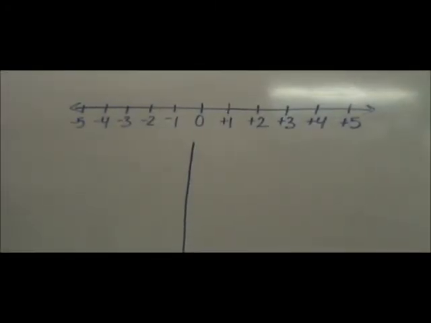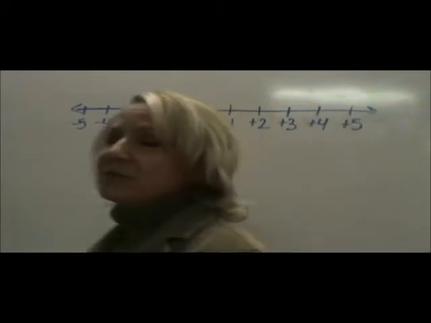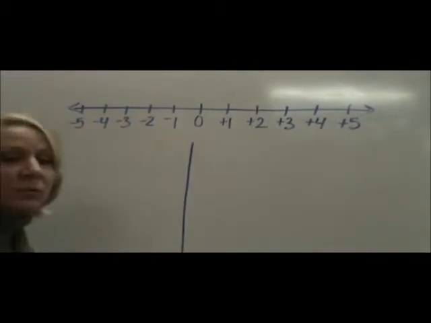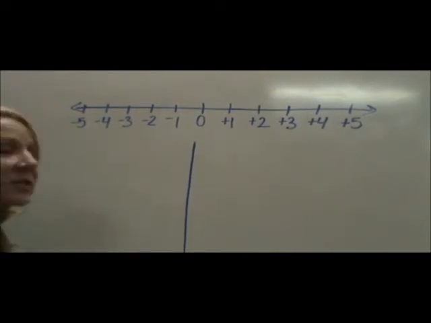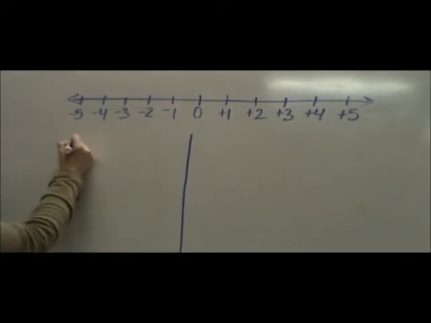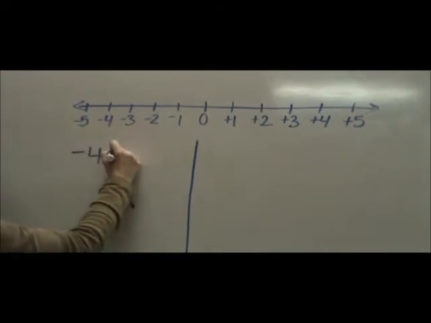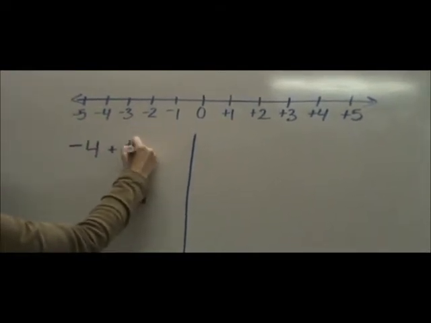Okay, now we're going to talk about adding two numbers, or two addends, that have different signs. And this is where the rules change, and there's a lot that has to happen here. So for example, in the first example, let's suppose that we have -4 plus a +2.